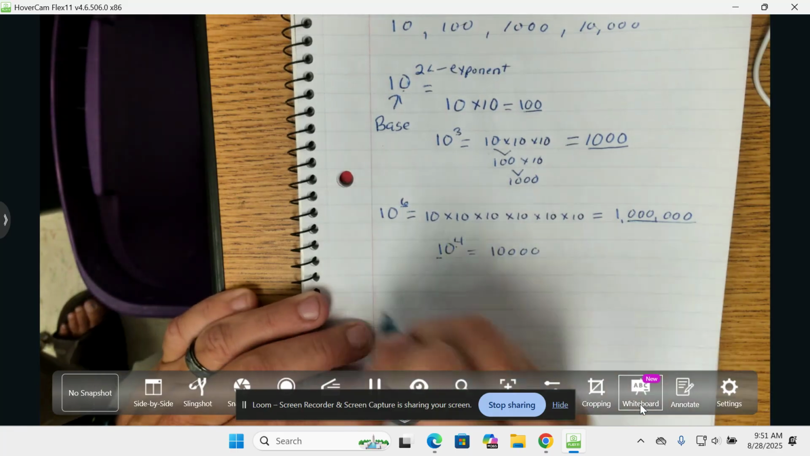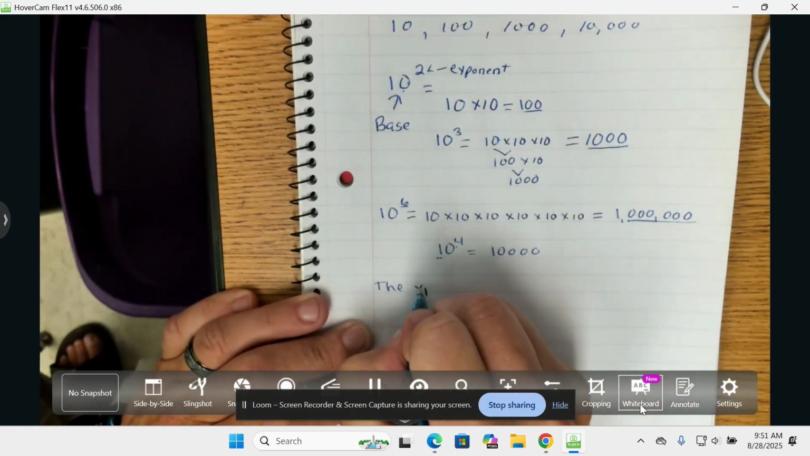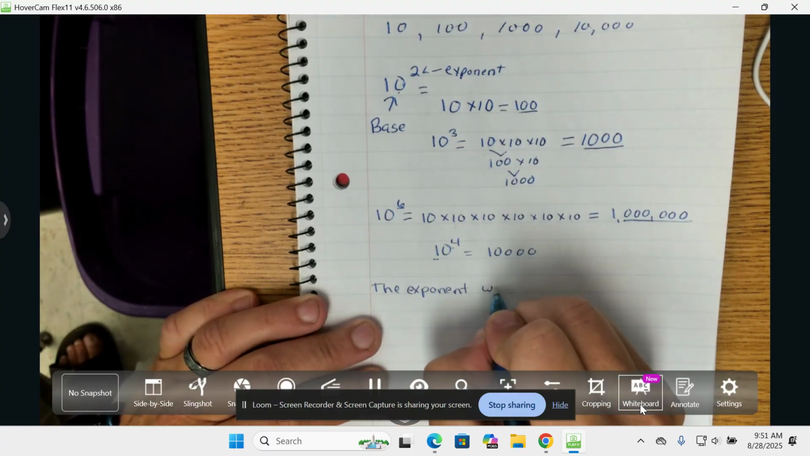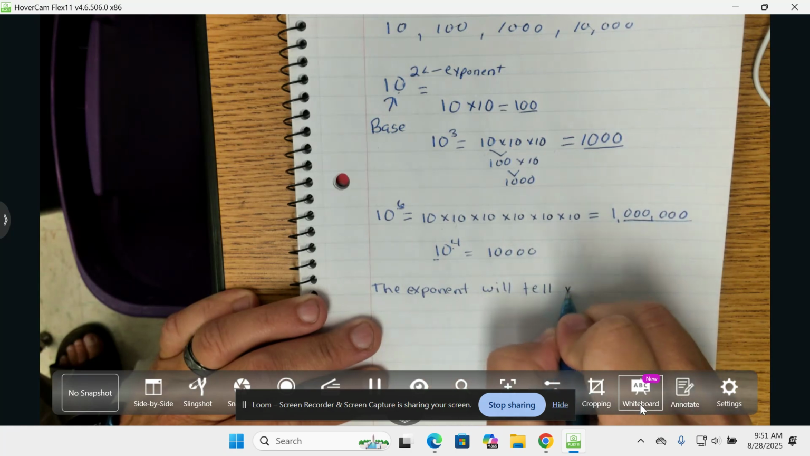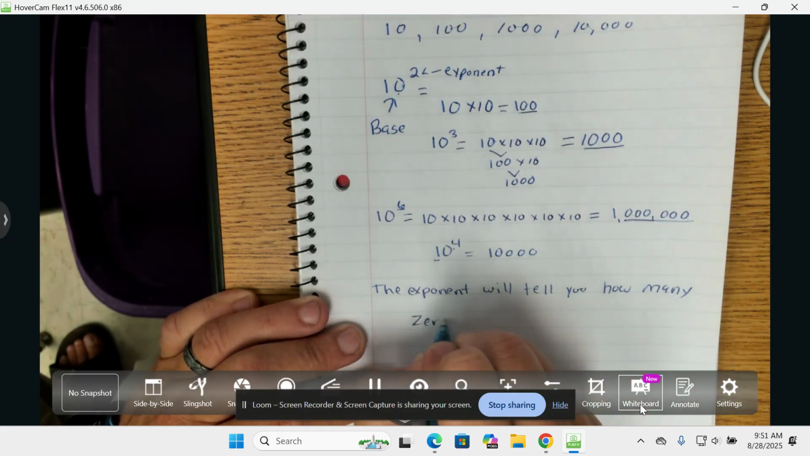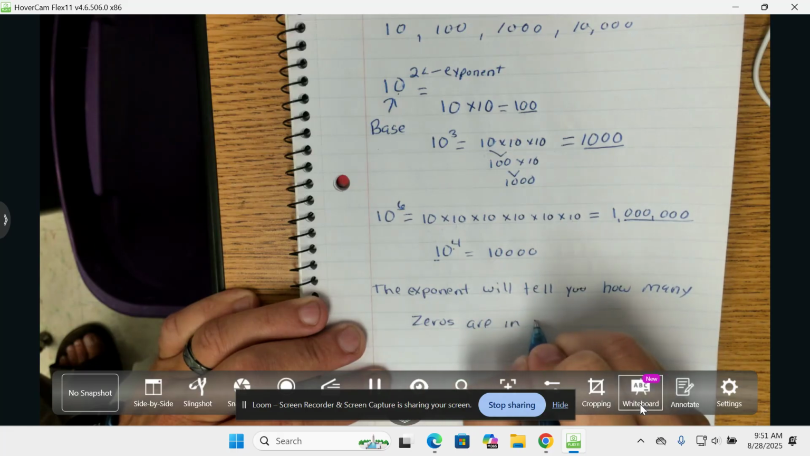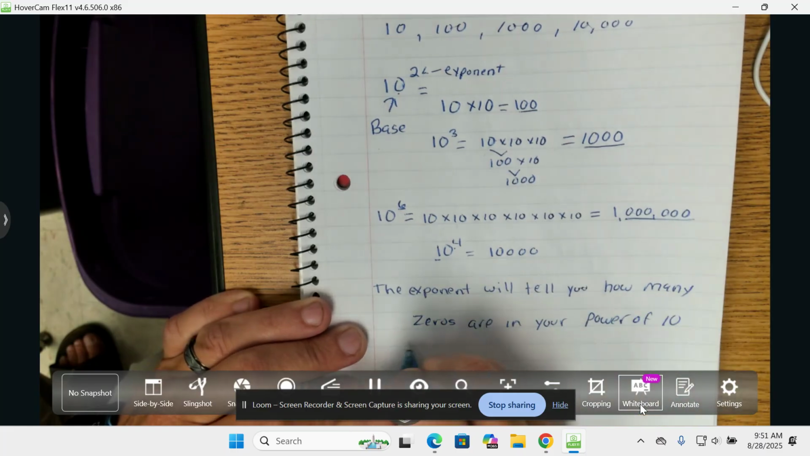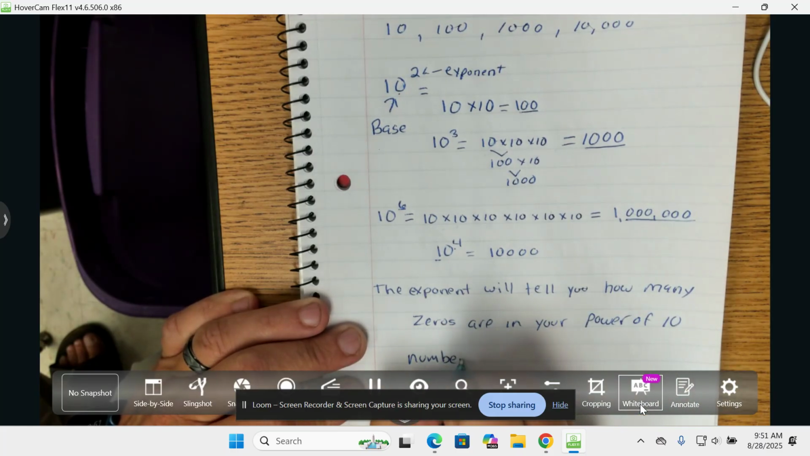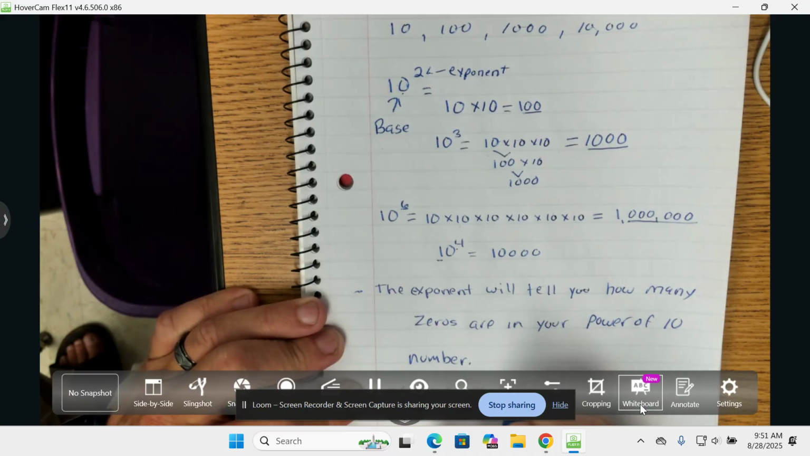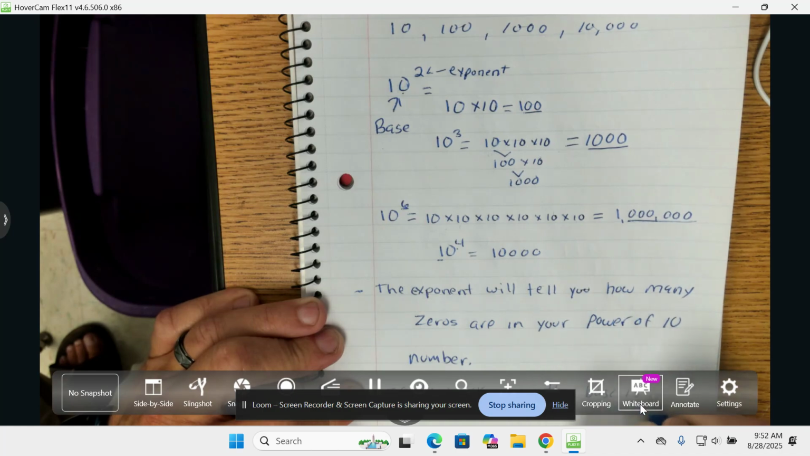Okay? The exponent, and I'll even write that down, will tell you how many zeros are in your power of 10 number. Okay? Only works when the base is a 10.